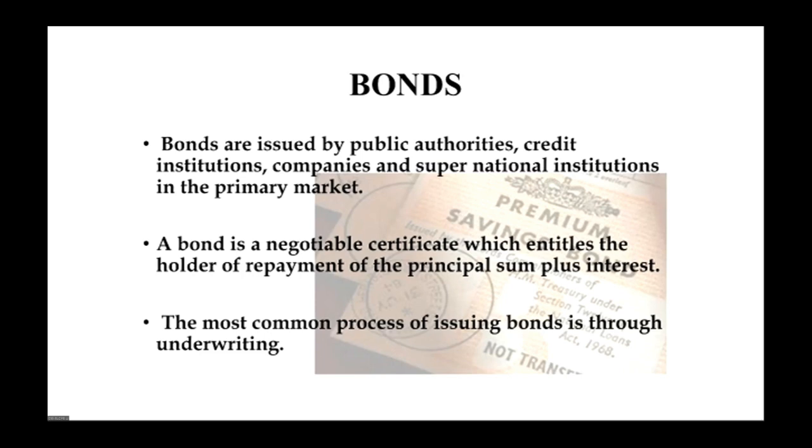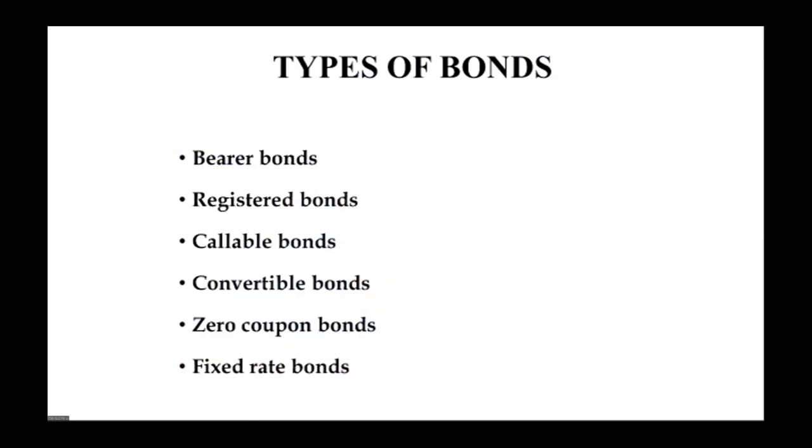So when you hear that this company has issued a bond, or government has issued a bond, and you buy it, what they are saying is they give you a certificate. That means they want to use that bond to raise money. After a specific period of time, they pay you back the interest agreed with the principal. So we have different kinds of bonds. We have bearer bonds, registered bonds, callable bonds, convertible bonds, zero coupon bonds, and fixed rate bonds.